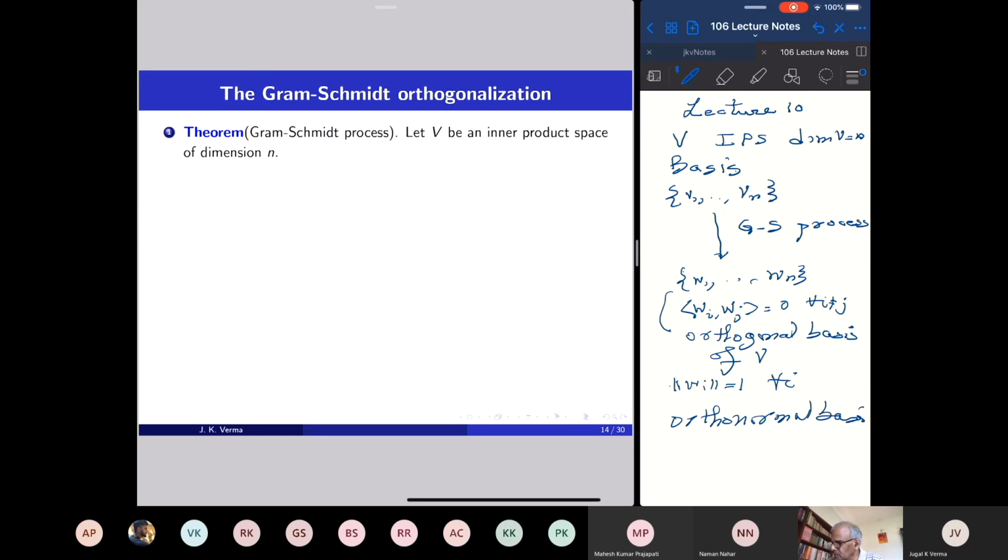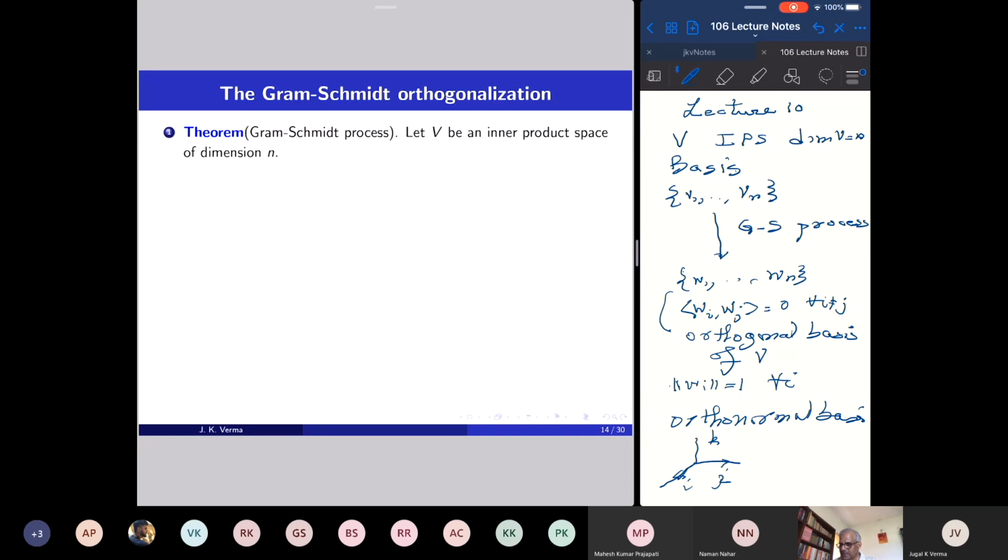We are used to orthonormal bases. In R3 we work with i, j, k, the standard basis, and they are mutually perpendicular. They have unit length. So when we have an inner product space, the best basis to work with is an orthonormal basis. But a vector space comes with some basis constructed by some process. We can apply this Gram-Schmidt process to convert a given basis into an orthogonal basis or orthonormal basis.